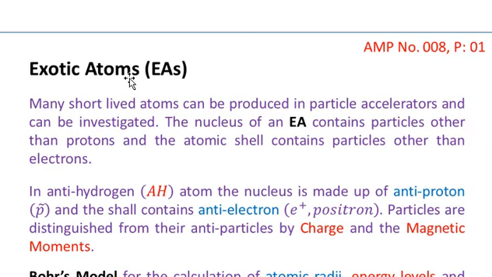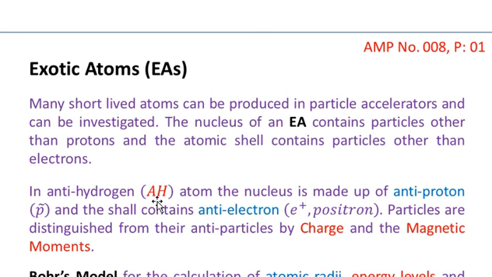Exotic atoms, I shall abbreviate them as EAs. Many short-lived atoms can be produced in particle accelerators and can be investigated. The nucleus of an exotic atom contains particles other than protons, and the atomic shell contains particles other than electrons.